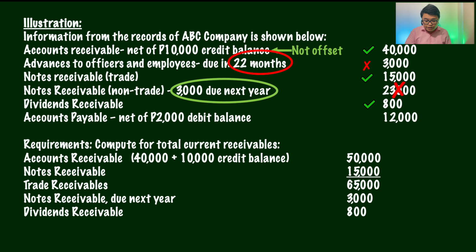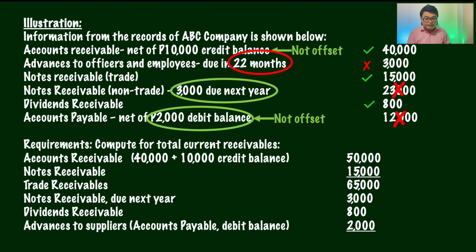Lastly, for accounts payable, by default, this is a current liability. However, we mentioned a while ago that if there is any debit balance for accounts payable, this is not offset against the current liability. However, the 2,000 debit balance there will be presented as a receivable or a current asset. Therefore, that is included in our solution.